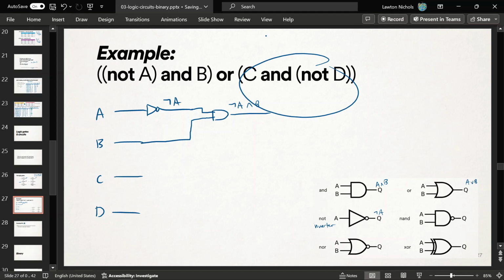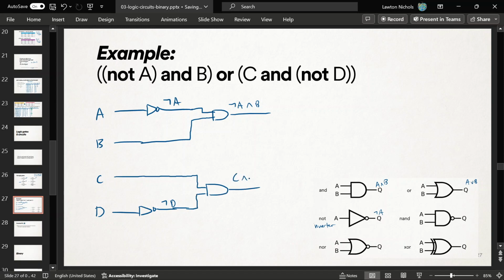And so let's do the other side. C ANDed with not D. So again, I want to invert the D. So this is not D coming out of there. And then I'm going to send that also to an AND gate. And so coming out of here, I've got C ANDed with not D.